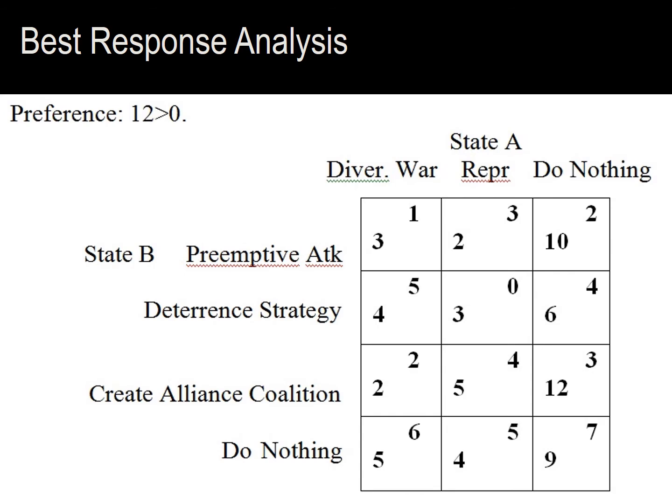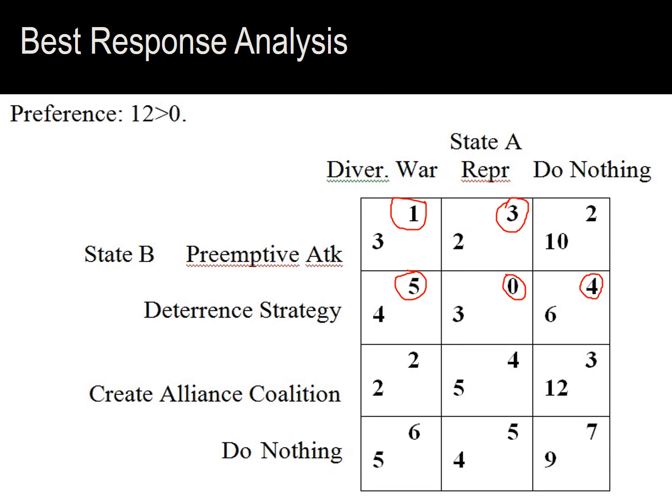So let's compare the choices for state A to see if there's a dominant strategy. So we see here that 3 is better than 2 or 1. So let's compare repression against doing nothing. So 3 is better than 2, but 4 is better than 0. So repression and do nothing, there's no dominant strategy. If we compare diversionary war against repression, we see that 5 is better than 0. But we have a problem that 3 is better than 1. So there simply is no dominant strategy. All three of state A's strategies depend on state B's choices.